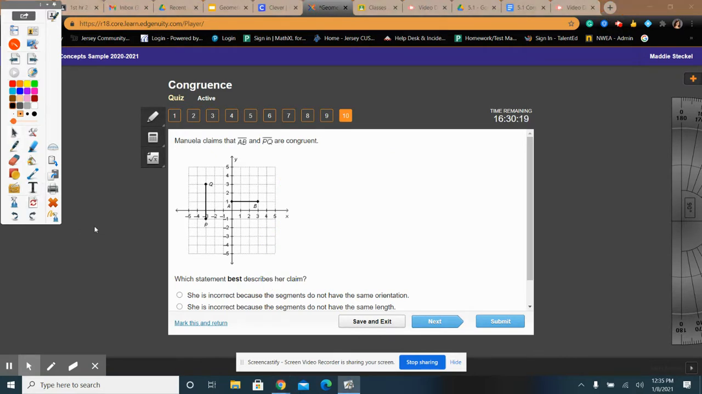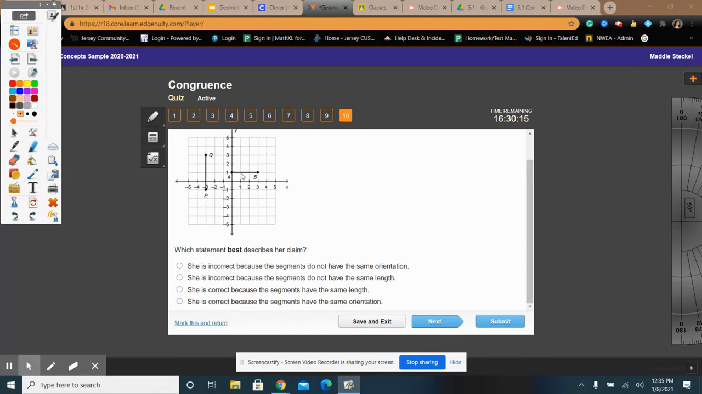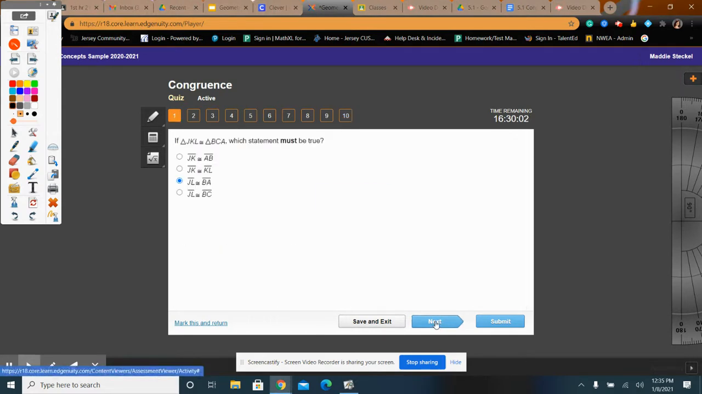Okay, let's see what Manuela claims. AB and PQ are congruent. Which statement best describes? Well, AB is 1, 2, 3. PQ is 1, 2, 3, 4. I don't think she's right. She's incorrect because the segments don't have the same orientation. No, the orientation is fine. It's the length that's the problem. They have to be the same length.